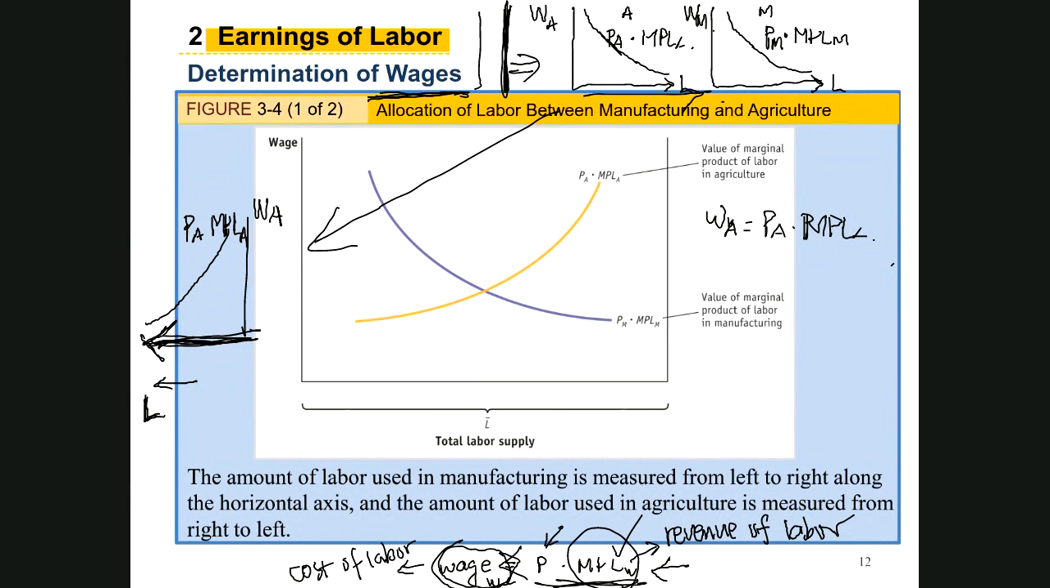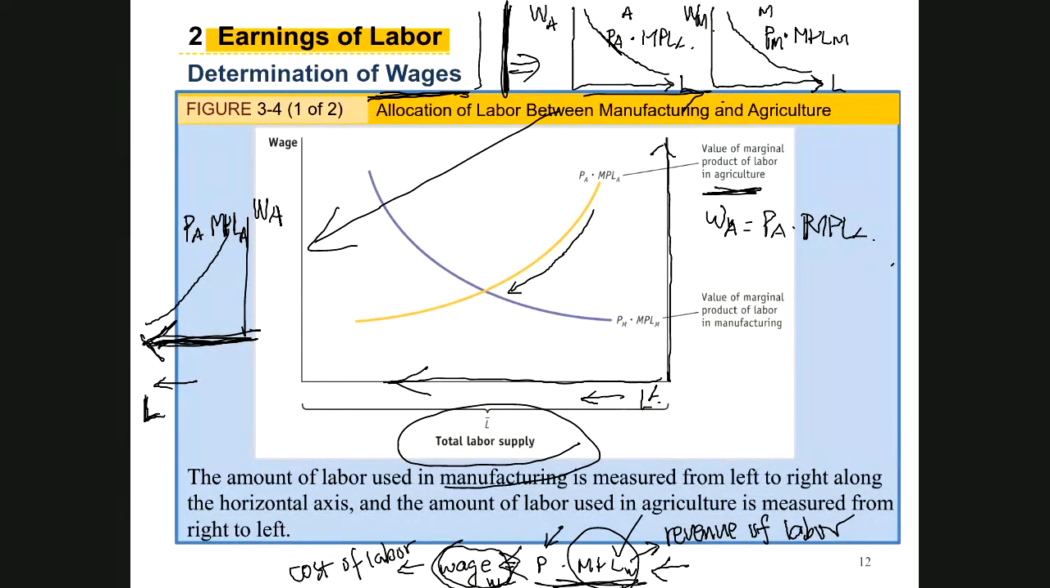It will look like this, right? So now you could figure out why this graph looks a little bit weird here. This is the total labor supply. If you want to take a look at the agriculture side, you need to look from this exit and here. The more labor you hire in agriculture, the marginal productivity of labor in agriculture will move in this direction.